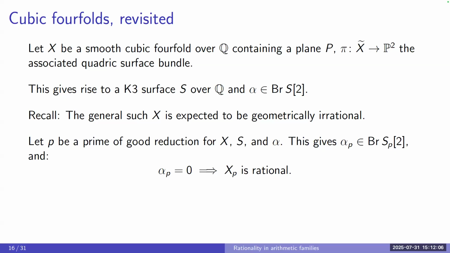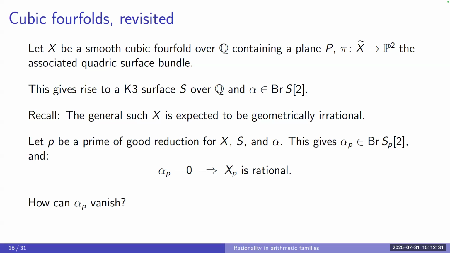And so if I take a prime of good reduction, for the cubic fourfold and for the K3, and I want it such that the reduction of the Brauer class is unramified, then basically the entire rationality construction that I discussed earlier goes through in this setting. And so this reduction of the Brauer class being 0 implies that the reduction of the cubic fourfold is rational.